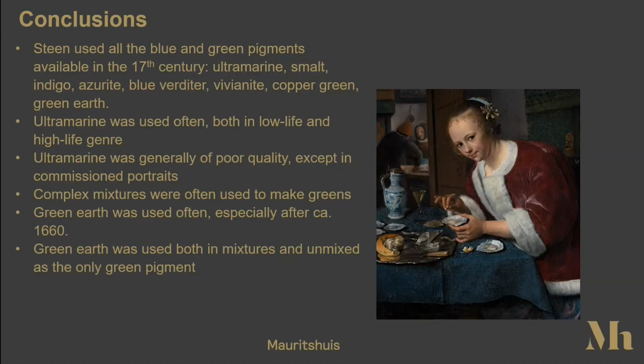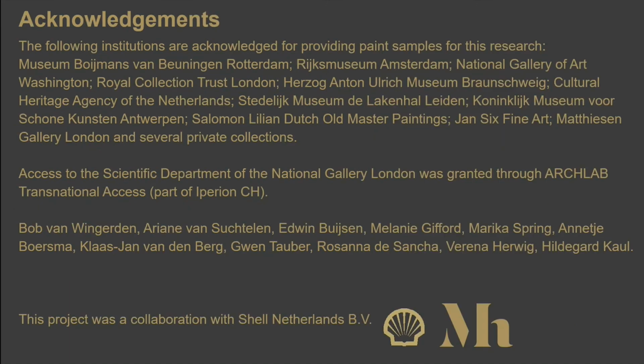To conclude, Jan Steen used all blue and green pigments available in the 17th century. He used ultramarine quite often, both in high life and low life genre, but it was generally of a quite low quality. For commissioned portraits or commissioned paintings in general, he tended to use a higher quality of pigments, as we saw in the portraits that we analyzed. For the greens, he often used a very complex mixture with a lot of different pigments, and from the second half of his career, we find a lot of green earth.